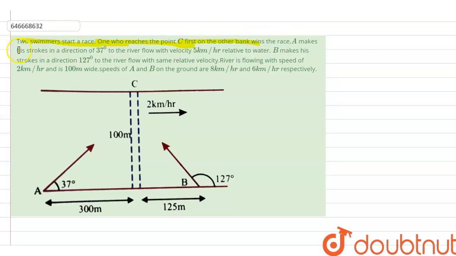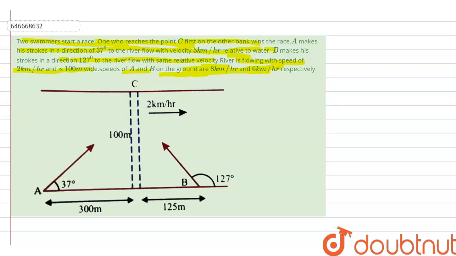A makes his strokes in a direction 37 degrees to the river flow with velocity 5 km per hour relative to water, while B makes his stroke at an angle of 127 degrees to the flow of the river, and he is also traveling with the same relative velocity as A. Now the river is flowing with a speed of 2 km per hour and 100 meters is the width of the river. Speed of A and B on the ground is 8 km per hour respectively. So we have to calculate who will win the race.